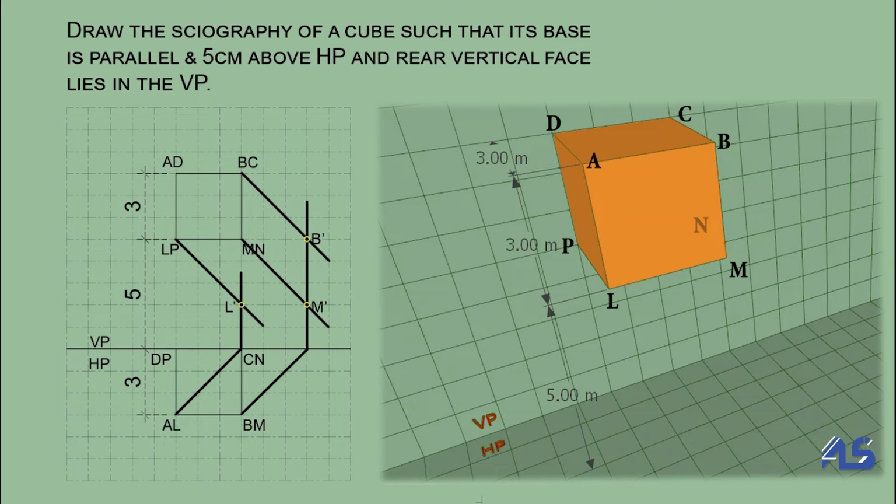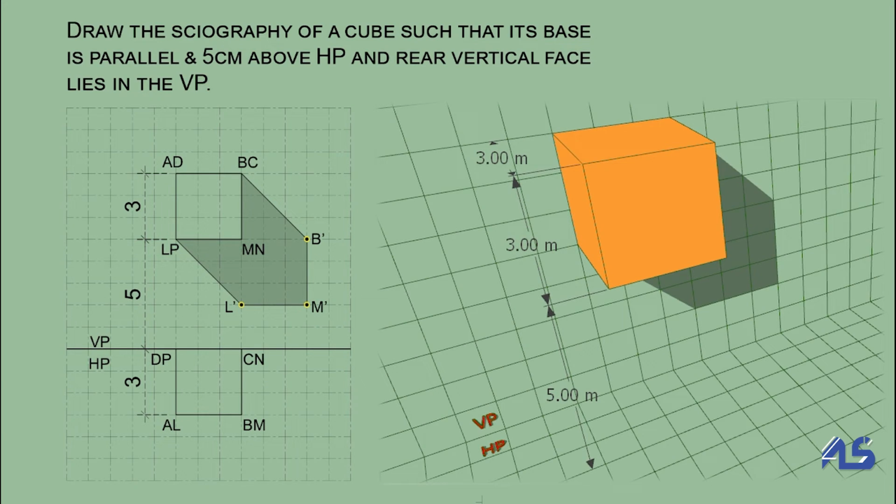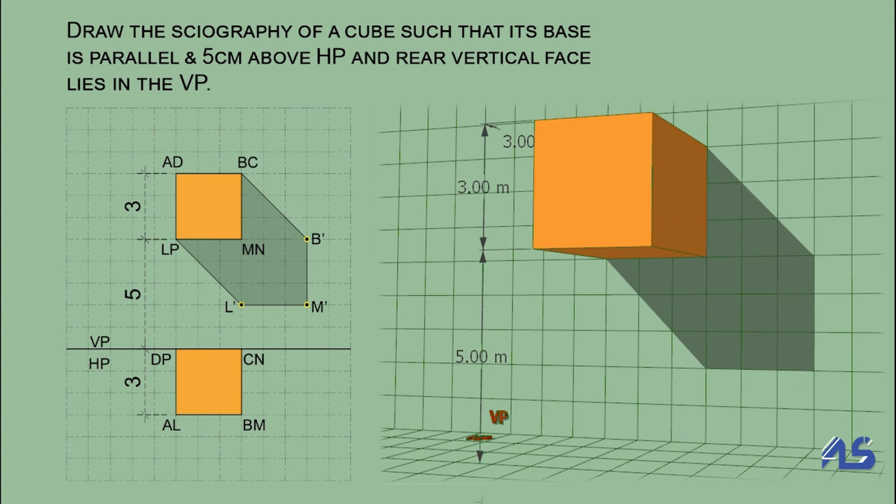Actually we have to locate for these 3 points only, because C, N, D, P, these 4 vertices are already touching the VP, and A, which is the upper front left corner, will not form any shadow, but the lower front left corner, this vertex L, will be casting its shadow at this point. So the sciography profile will be this one and the shadow will be in this style. So this will be the final solution to this question.